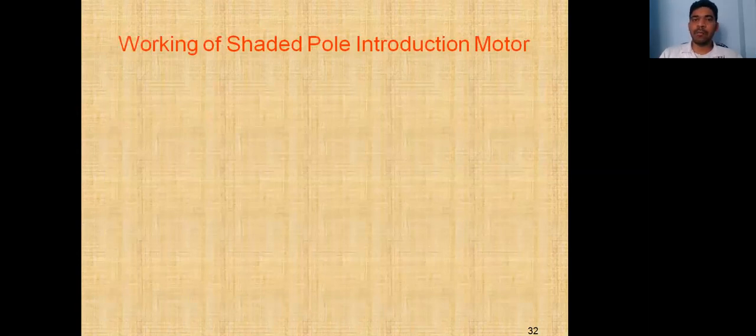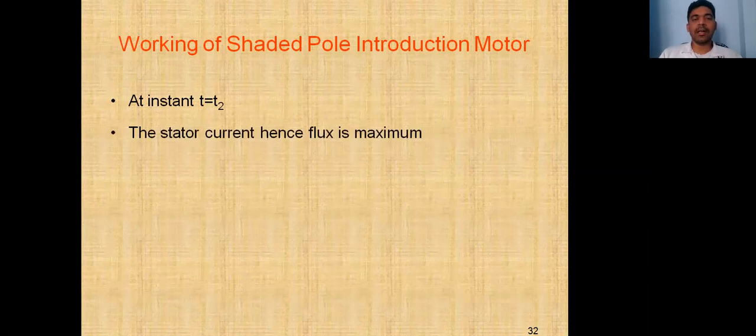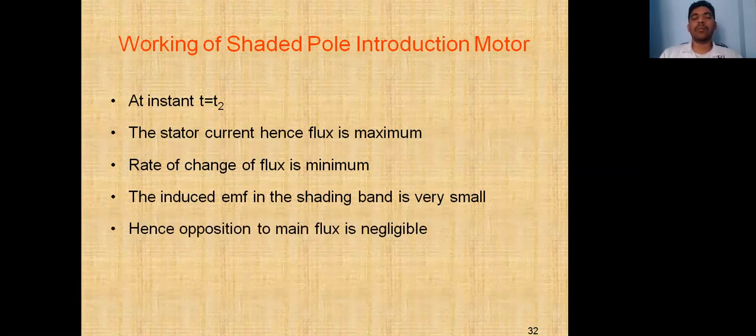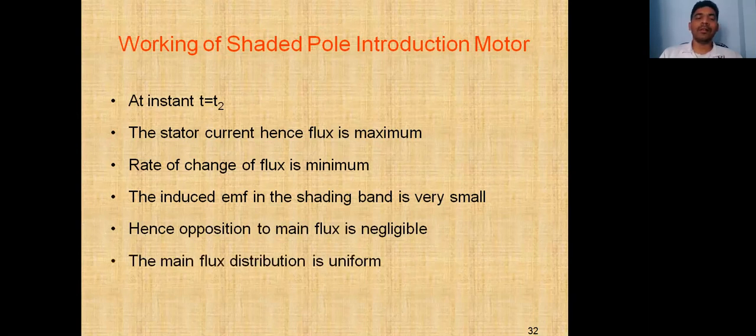Working of shaded pole induction motor. At the instant t equal to t2, the stator current, hence the flux, is maximum, but the rate of change of flux is minimum. The induced EMF in the shading band is very small, hence opposition to the main flux is negligible. The main flux distribution is uniform, with the magnetic axis at the center of the pole.